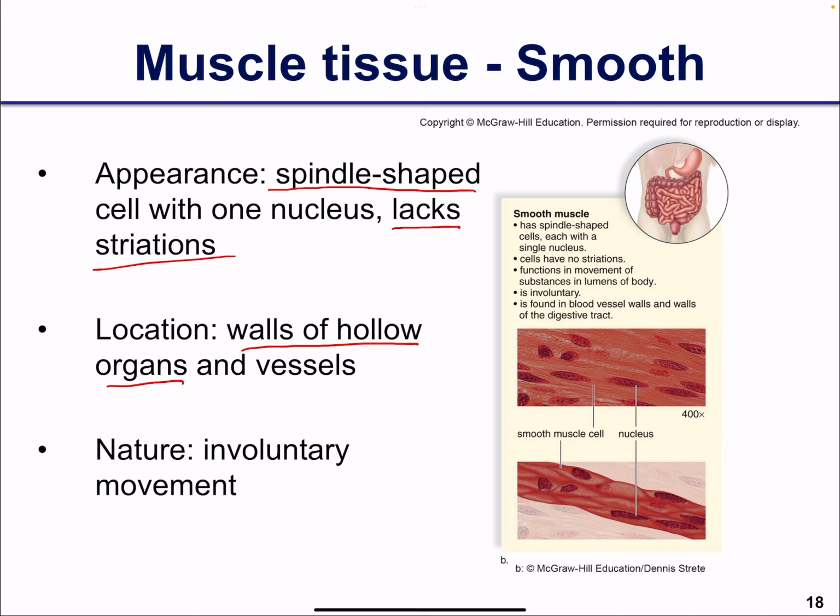Now, the smooth muscle provides involuntary movement. You do not control the contraction of your stomach, for instance. You do not control the contractions that occur in your small intestine or in your large intestine. There is no way you can control that.